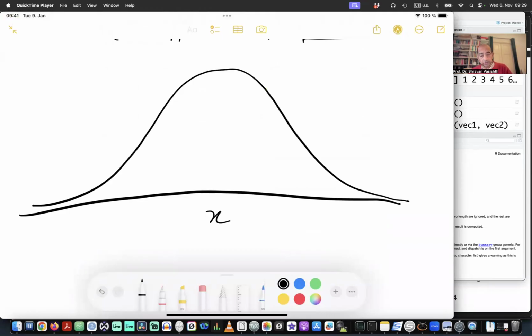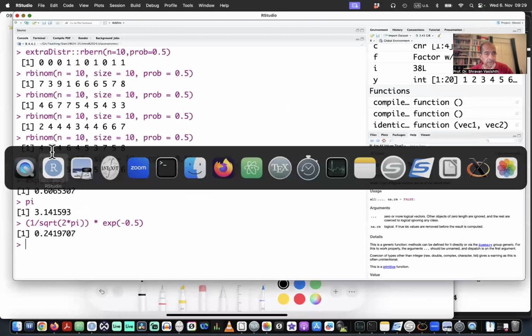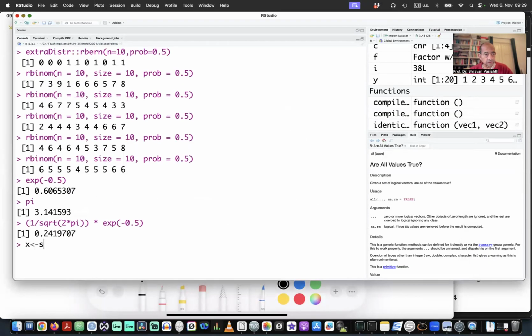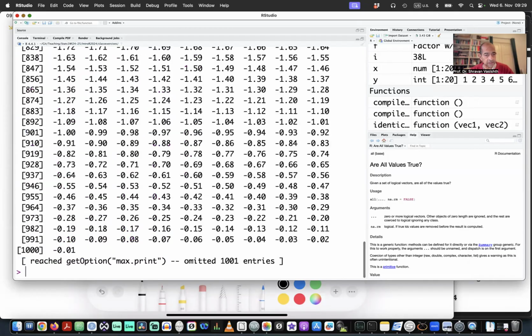Okay, so let me do this for you. It turns out that the dnorm function will take different values of x and different values of mu and sigma. If you define mu and sigma, you can draw this curve. So let's define a sequence of values. Now you see the advantage of knowing a little bit of R. A sequence of values going from minus 10 to 10 by 0.01. So that's my sequence of x values.